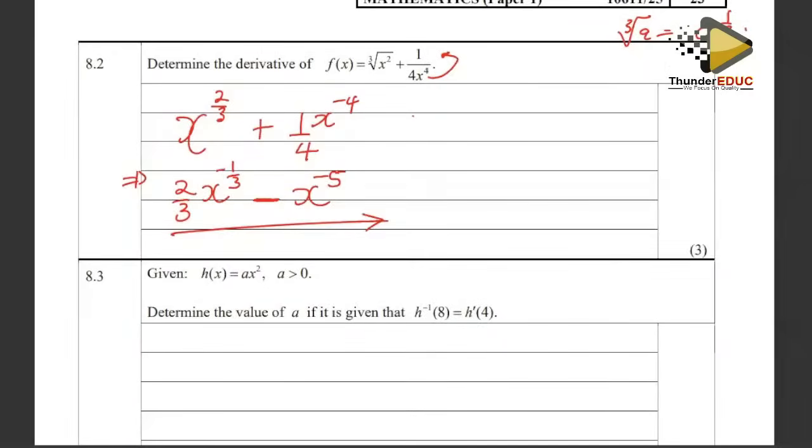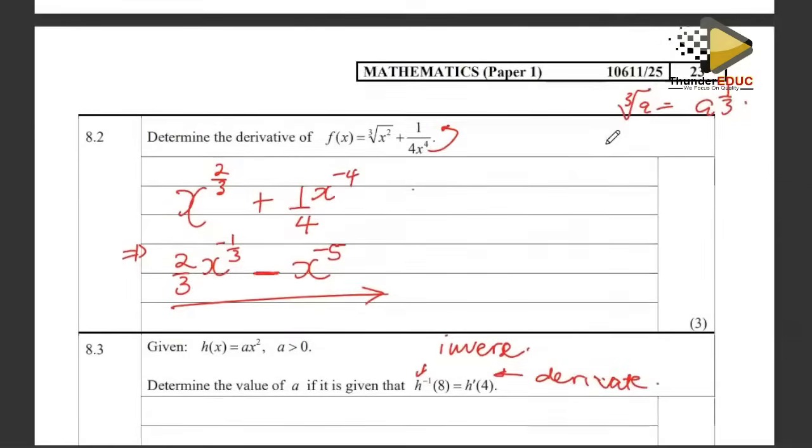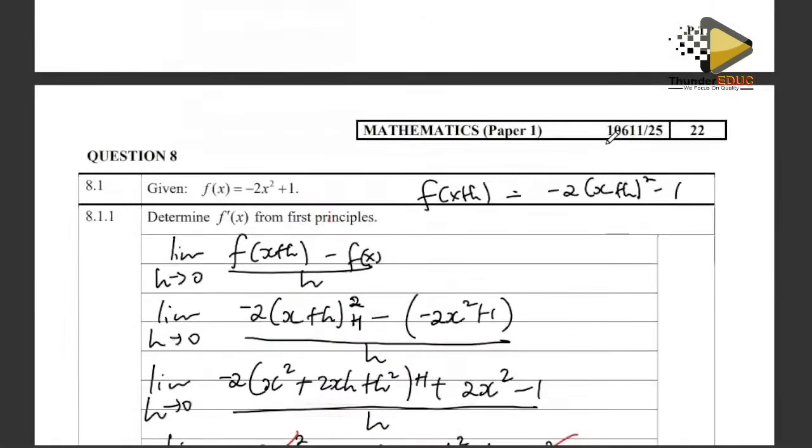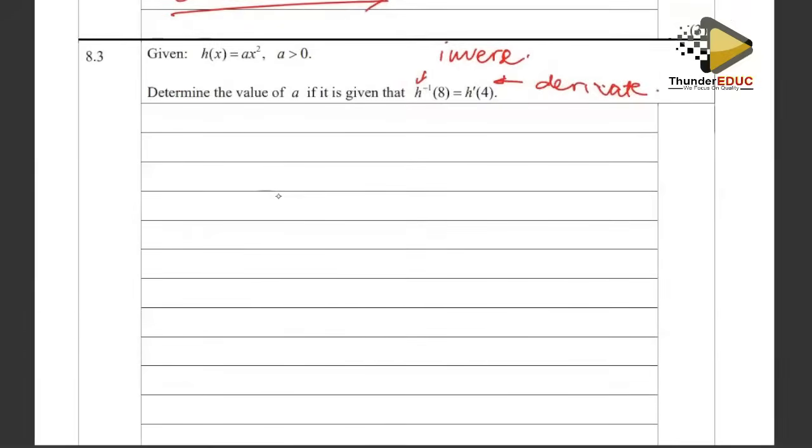Okay, 8.3. Given h of x is ax squared, whereby a must be greater than 0, determine the value of a if it's given that h negative 1 of 8, okay, which is the inverse, and then h prime of 4 is the derivative, that the two are going to be the same. Remember here, it told us f prime, which is the derivative. Okay, so one thing we need to know is that let's start with the derivative because it's a bit quicker.